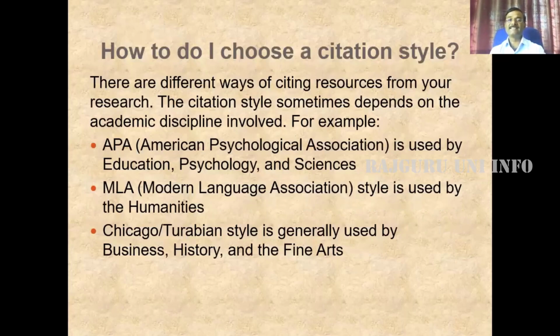And by knowing all these things, a question arises here: how do I choose a citation style? It depends on the researcher, because there are different ways, as I have referred, for citation purposes. And the citation style sometimes depends on the academic discipline in which we are involved. For example, APA is used by education, psychology and sciences. MLA is used by humanities. Chicago or Turabian is used by business, history and fine arts, and so on.